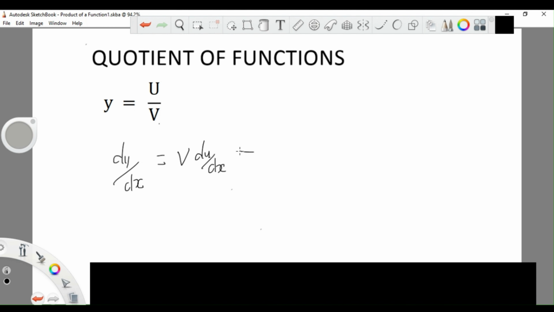Then minus. This time we put down the numerator, which is u. Then we differentiate the denominator, becomes dv over dx. Then we divide everything.